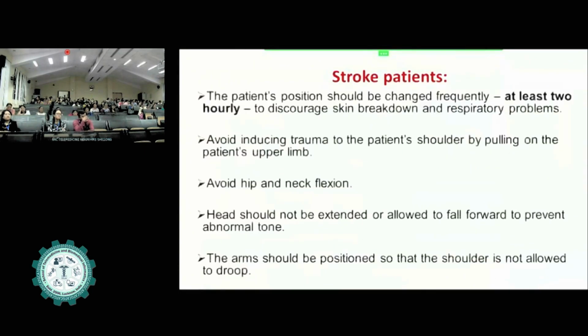Now, a stroke might cause paralysis to one part of the body, and the patient might find it difficult to move in bed. So the positioning of the person with stroke is very important, and we have to keep in mind that patients with stroke have to be repositioned frequently, at least 2 hourly, so that there will not be any damage to the skin, and it will prevent contractures and respiratory problems. This is the positioning of a right-sided hemiplegia patient.